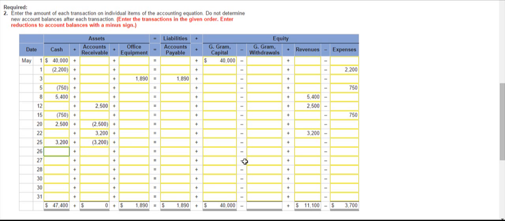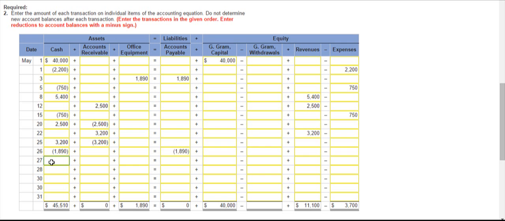Company paid cash for the office equipment purchased earlier. $1,890. That's the office equipment, it isn't going to change. That's still sitting there. This is going to change. That shows what the company owes. They no longer owe it. They paid it. Think of it as paying your credit card bill off.